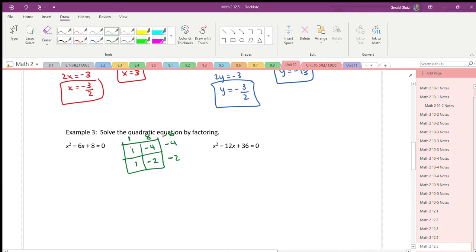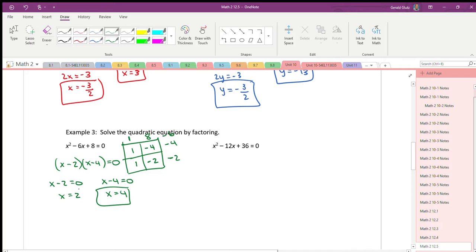So 1 times x, or x minus 2, times x times 1, or x minus 4. And it still equals 0. So now I can apply the zero product property. So I want x minus 2 to equal 0, and x minus 4 to equal 0. So that means x will equal 2 and x will equal 4. So those are our two roots.